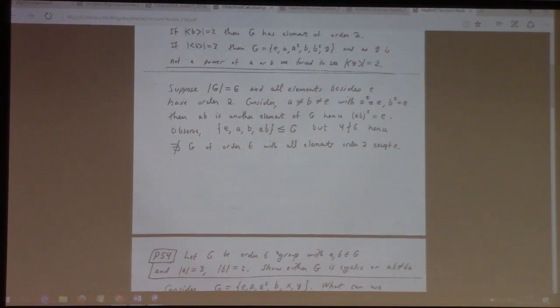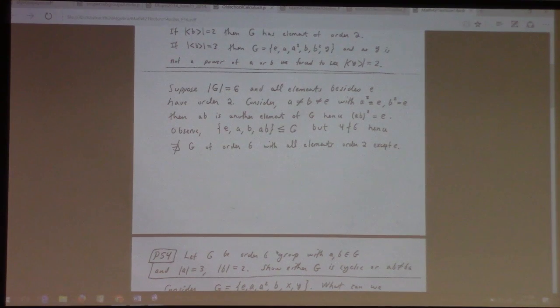Wait, why can't you have a third, like another element, X? But the thing is, A times B is an element of G. It has to have order 2. So AB squared is E. That means you can verify this is a subgroup of G, because the product of any things in here is again in here. A times A is in here, A times B is in here, B times A, let's see here.